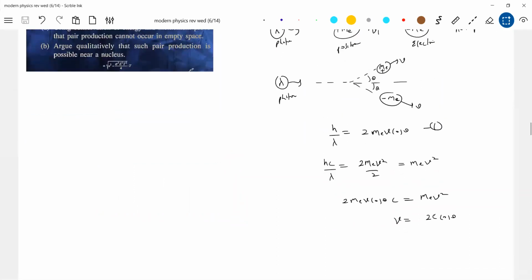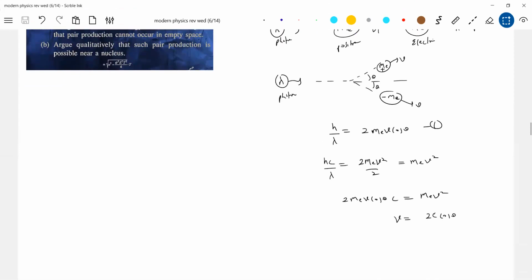What happened inside the nucleus? Inside the nucleus, what happened? The nucleus will have that angular momentum, momentum. Okay, from there, what happened?